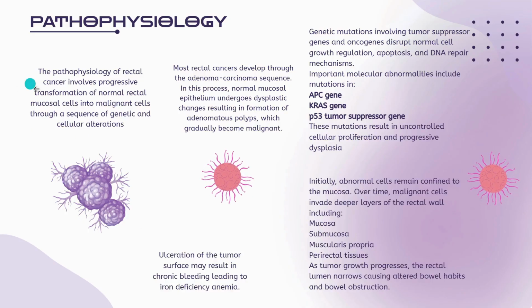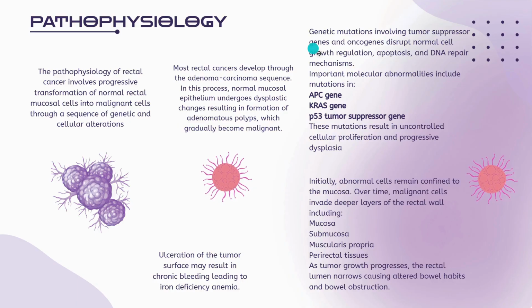Now coming to the pathophysiology. The pathophysiology of rectal cancer involves progressive transformation of normal rectal mucosa cells into malignant cells through a sequence of genetic and cellular alterations. Most rectal cancers develop through the adenoma-carcinoma sequence. In this process, the normal mucosal epithelium undergoes dysplastic changes, resulting in formation of an adenomatous polyp, which gradually becomes malignant. So what happens basically over here? The constant stress and repair on the mucosal lining of the intestine causes DNA changes, and thus the cells become malignant cells, and thus a formation of adenomatous polyp occurs, which gradually becomes malignant.